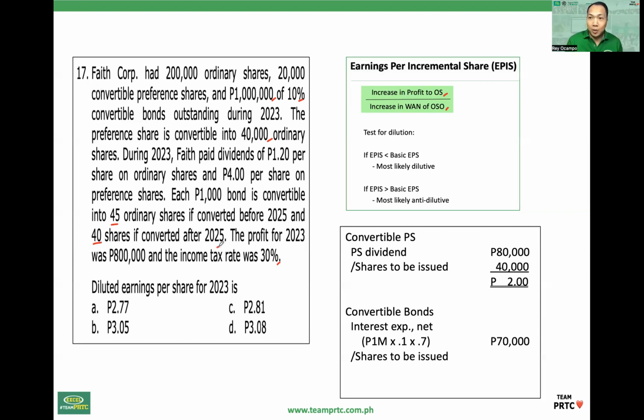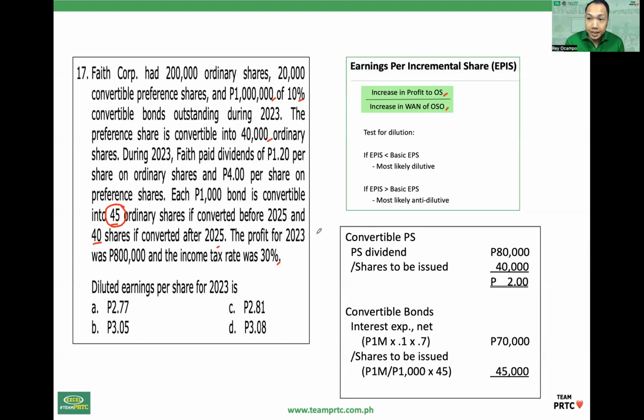Okay, so anong conversion rate ang gagamitin? 45 or 40? Okay, so again, consider yung core principle. Ang objective ng diluted EPS, maximize dilution. So meaning, i-report yung pinakamababang earnings per share. So which one will maximize dilution? This one, the higher conversion rate. So kaya 10 million divide by 1,000 times the higher conversion rate, 45. Kasi pag mas mataas ang denominator, mas mababa ang quotient. So it will maximize dilution.